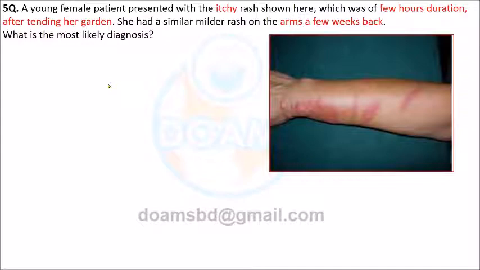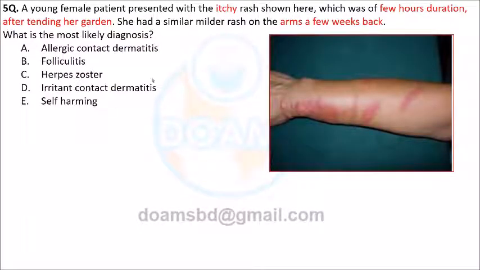Now look at the options. What will be the best answer? So you are fighting between irritant contact dermatitis and allergic contact dermatitis. Now try to give the best answer by your sense. Allergic contact dermatitis, sir. Why are you telling? Your answer is correct, but why? Itchy rash. See, it could be irritant also, itchy rash.